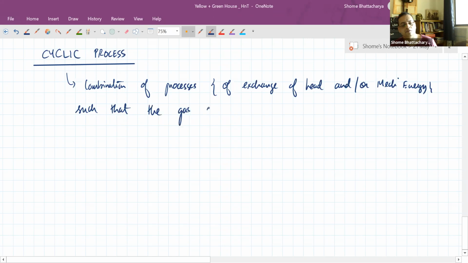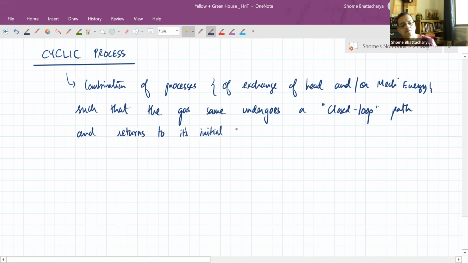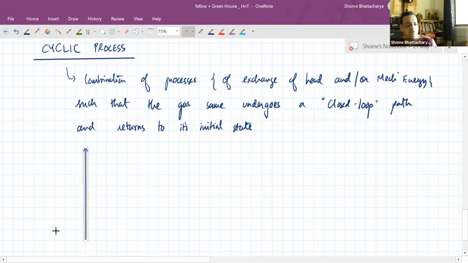the gas sample undergoes a closed loop path. Okay. And returns to its initial state. That is the PV curve or any other curve like the temperature volume graph or the pressure temperature graph. But generally we use the PV graph to understand thermodynamics of a process.